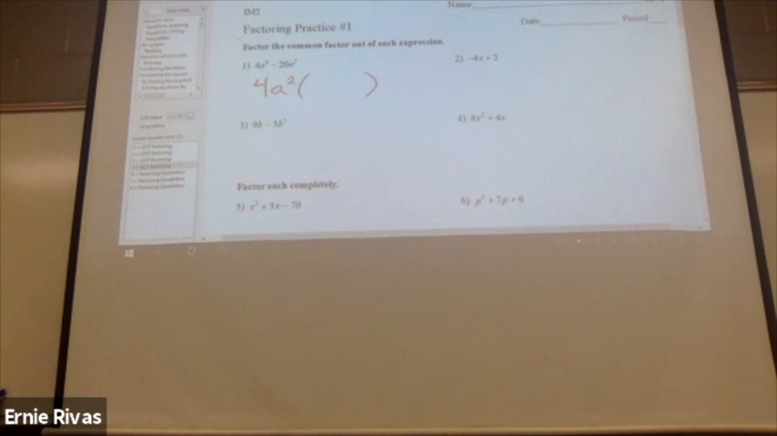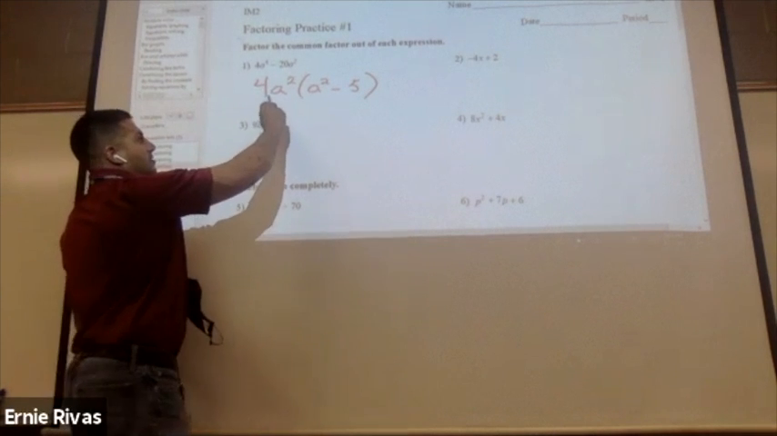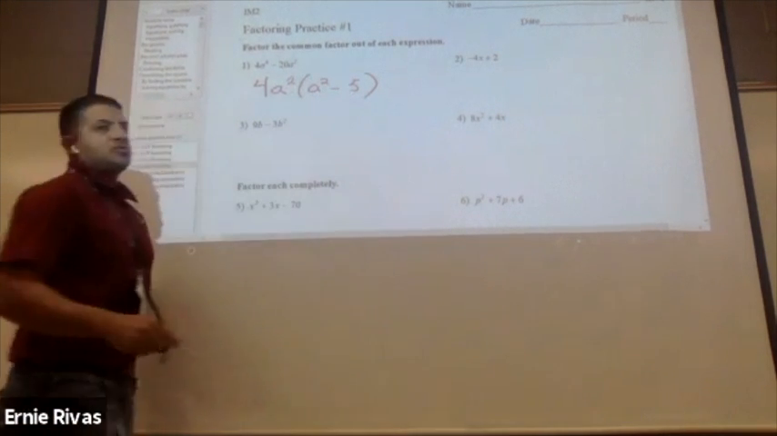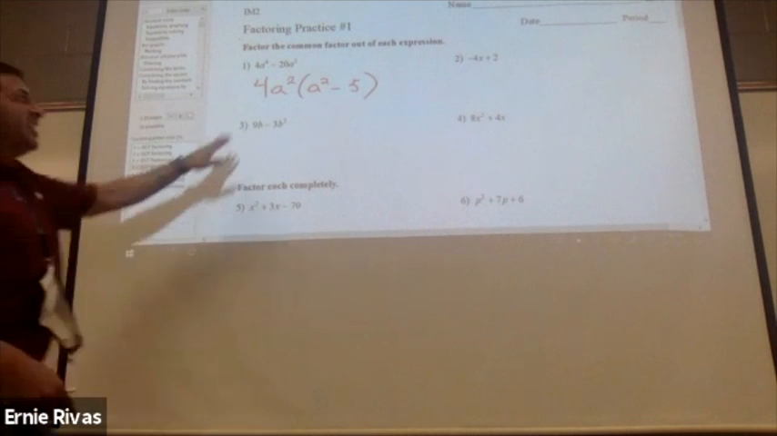And then what's left is that distributive property in reverse, right? So 4a squared times what would give us 4a to the 4th? Just a squared. And then 4a squared times what would give us -20a squared? Just -5. So to me, once I determine the greatest common factor, it is easier to think in terms of the distributive property, but now we have to come up with what we had to multiply by to get to where we were going.